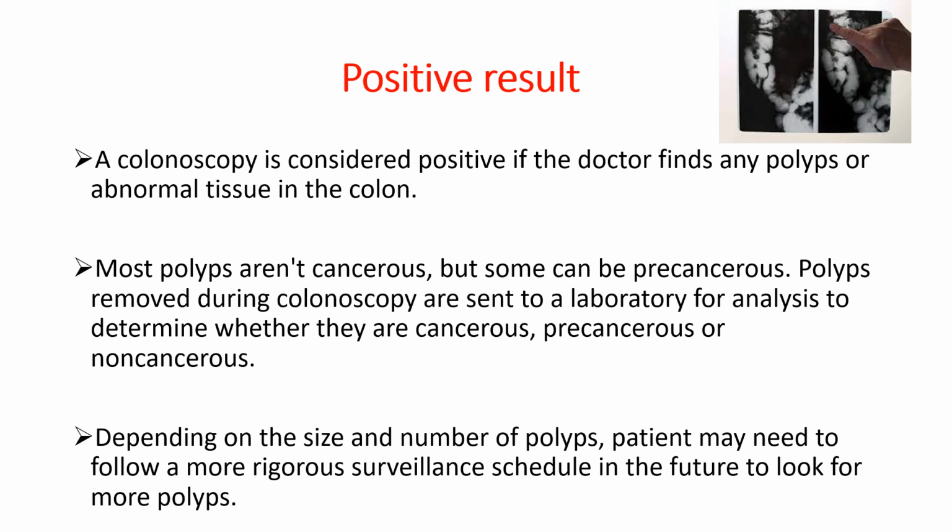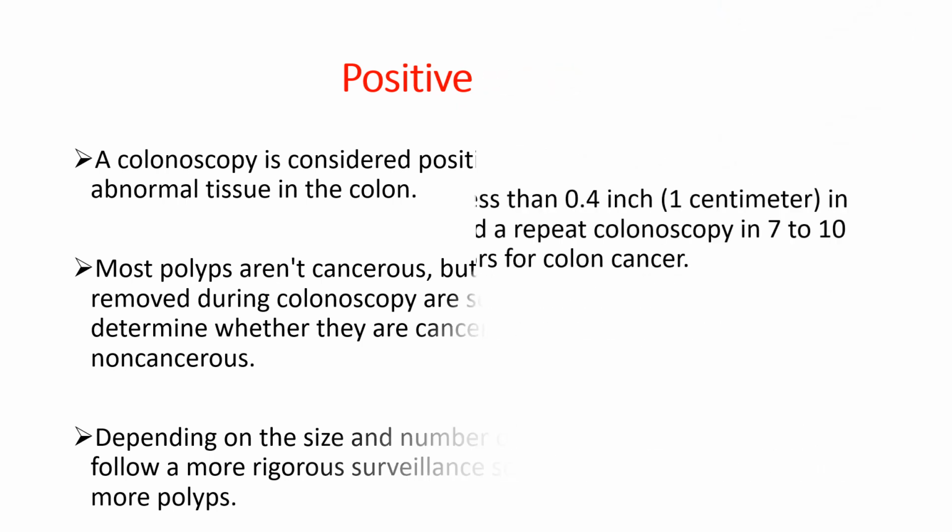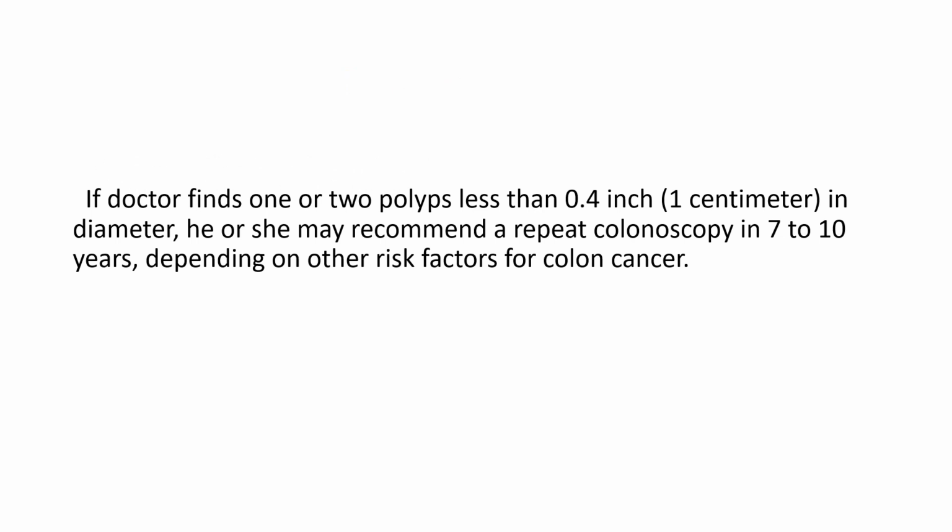Depending on the size and number of polyps, the patient may need to follow a more rigorous surveillance schedule in the future to look for more polyps. If the doctor finds one or two polyps less than 0.4 inch, that is 1 centimeter, in diameter, they may recommend a repeat colonoscopy in 7 to 10 years, depending on other risk factors, to rule out colon cancer. Thank you.